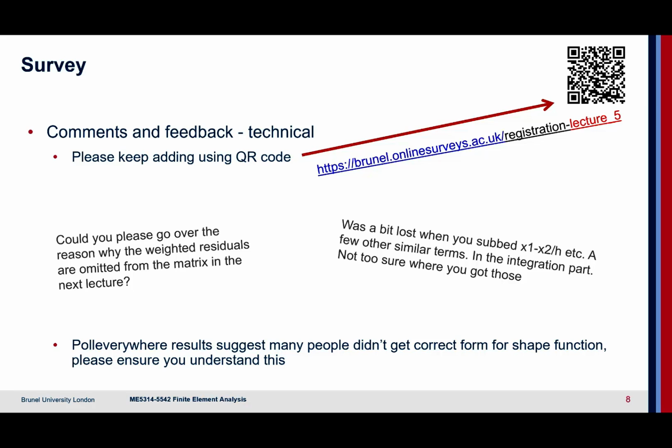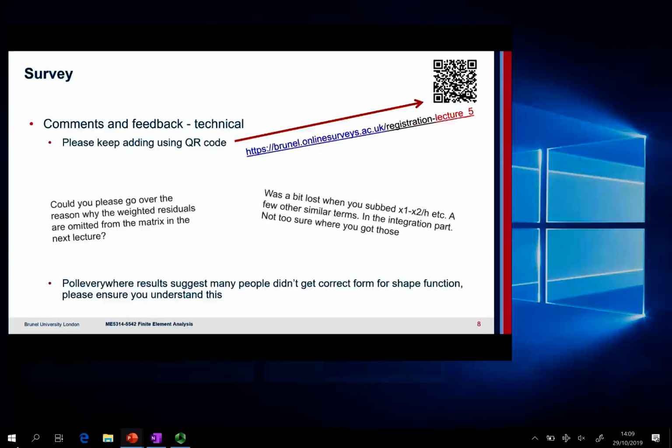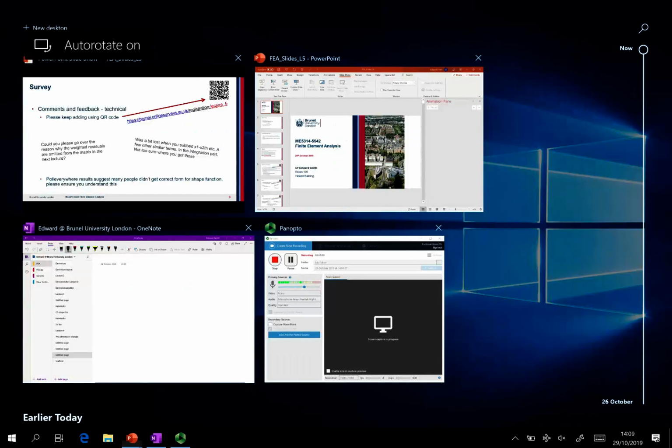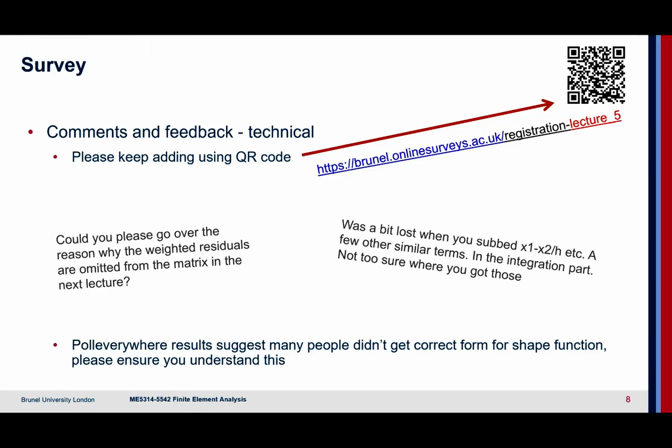Okay, so a couple of kind of clear questions here. So one of which was, I was a bit lost when you subbed in x minus x1 here. So this part here, I assume what was meant by this, and it's difficult to know without a bit more detail. So if someone could put in a bit more detail on exactly what you meant. But this is essentially the form of the shape function, and it occurs in various places.